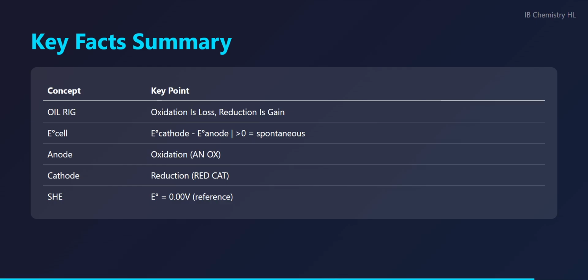To summarize the key points of this lesson. First, remember the mnemonic OIL RIG: oxidation is loss, reduction is gain. Second, oxidation state rules help us identify redox reactions and balance equations. Third, the half reaction method is essential for balancing complex redox equations. Fourth, a positive E0 cell indicates a spontaneous reaction.